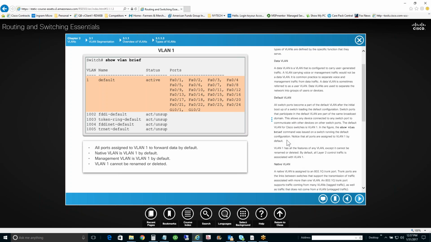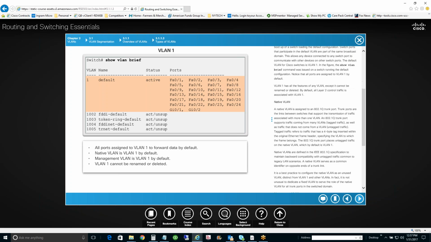There's an argument as to whether you should or you shouldn't change your data VLAN to be a different VLAN. I think it really just depends on the size of your network and how concerned you are about overall network security. But best practice is that your data VLAN should not be your VLAN 1. Basically, VLAN 1 shouldn't have anything on it. But again, in practice, often you'll see the VLAN 1 as your data VLAN.